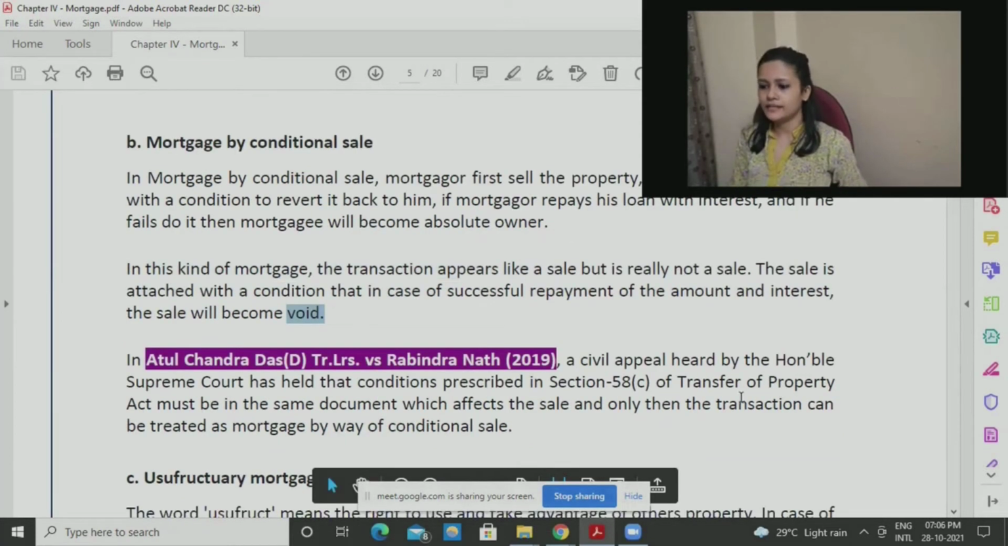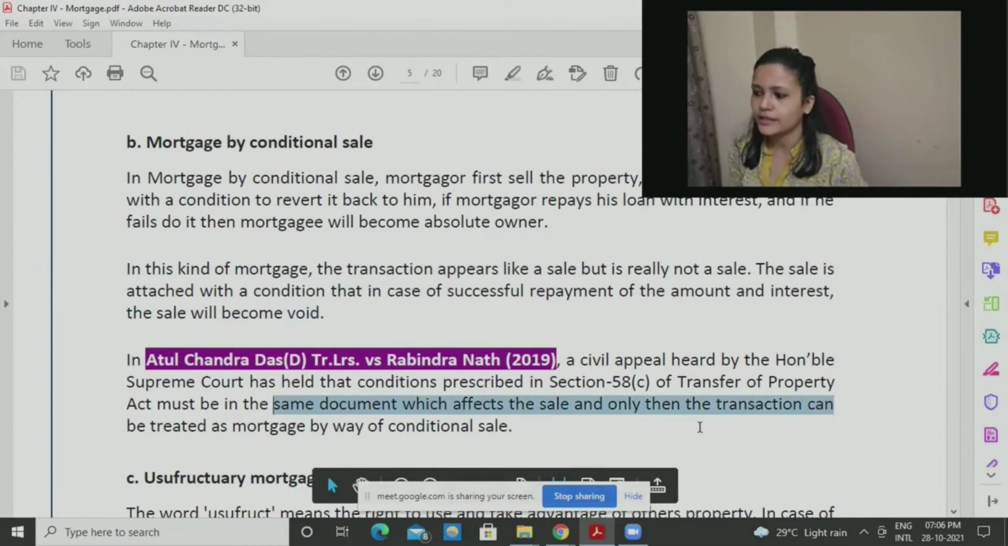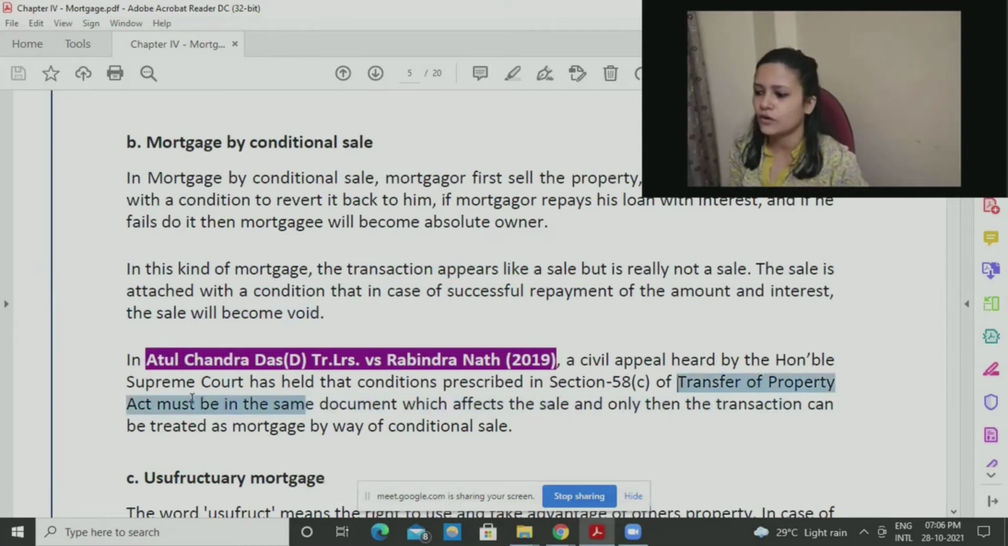Now, when you are entering into this kind of a mortgage, mortgage by conditional sale, one same document will have to mention that there is this sale, and only then is it a valid transaction. Under the Transfer of Property Act, it must be in the same document.